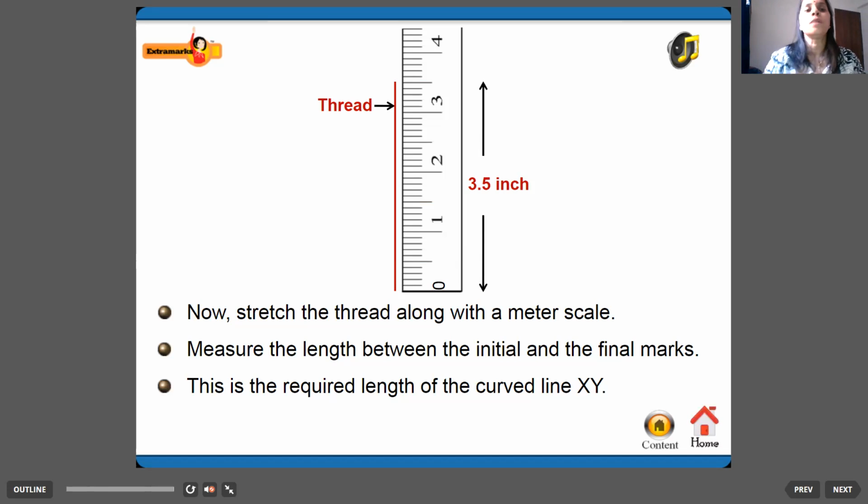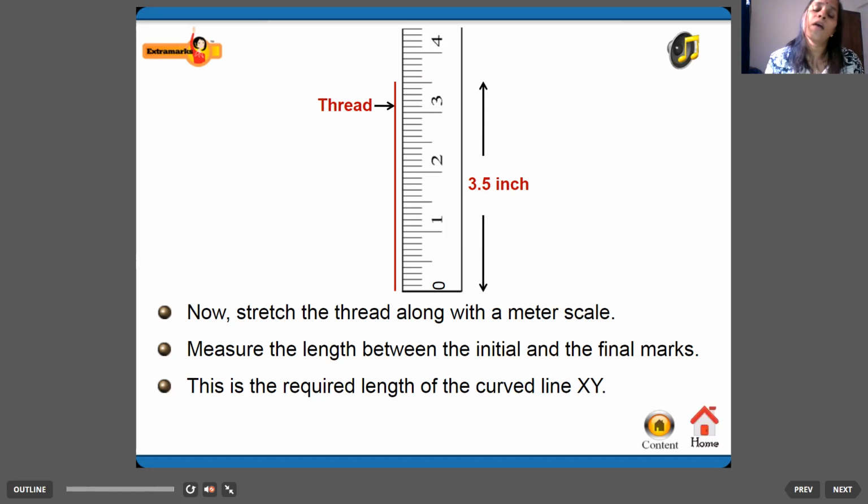What you have to do? For the line which is curved, take a thread, tie a knot at one end of the thread, put the knot on the initial or starting point of the line, and place the thread along the line, reach the end point, cut it, stretch the thread and measure it with the ruler scale. I think now this portion is clear. So about the measurement, we have cleared everything.